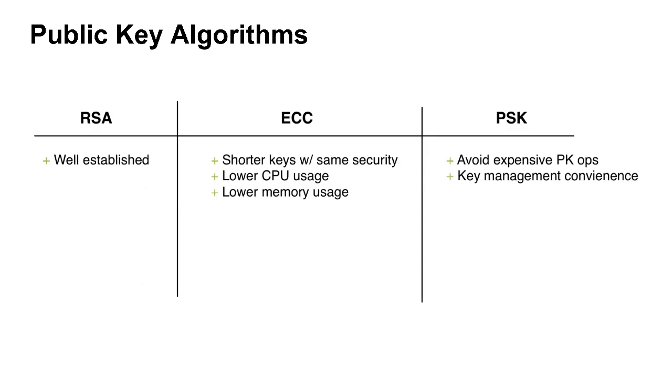So just doing a quick comparison, RSA has the advantage of being well established and being around for so long. Most systems probably have support for RSA. ECC has been out for a while now too, but not as long as RSA. It has shorter keys with the same security level, and can have lower CPU usage and lower memory usage as well, because the keys are smaller, specifically for memory use.